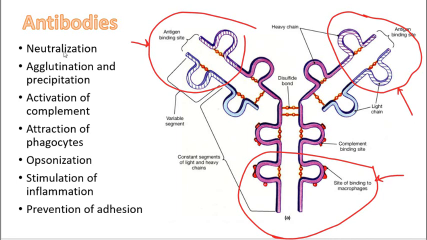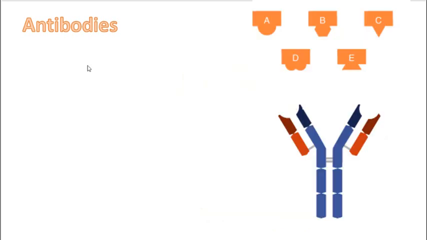And what is the function of antibodies? They basically neutralize the pathogen. They activate the complement system. They activate the macrophages and they stimulate the inflammation and prevent basically spread of infection.